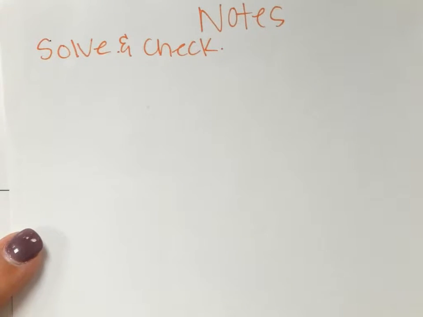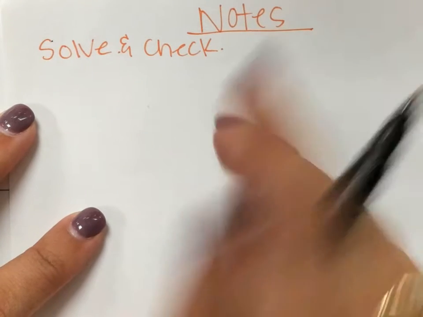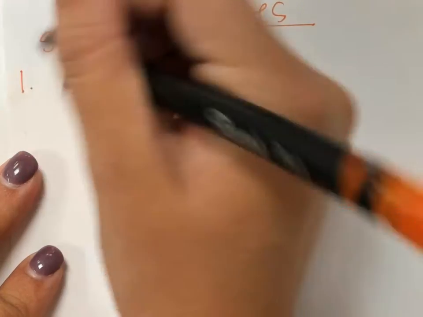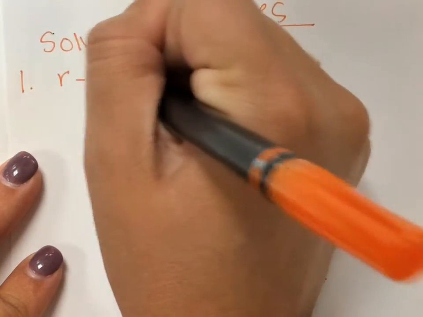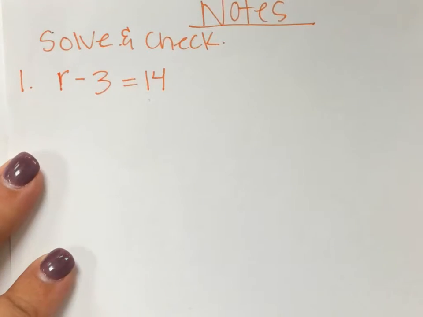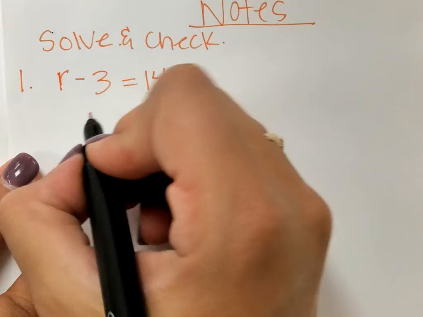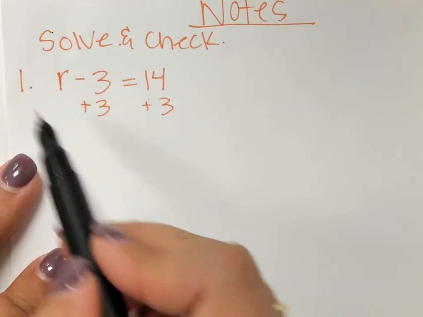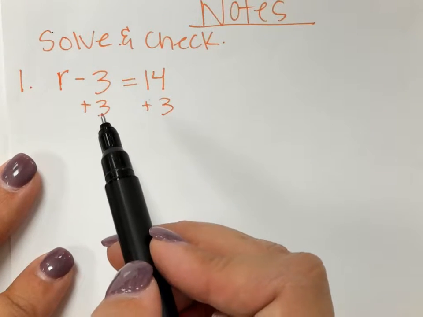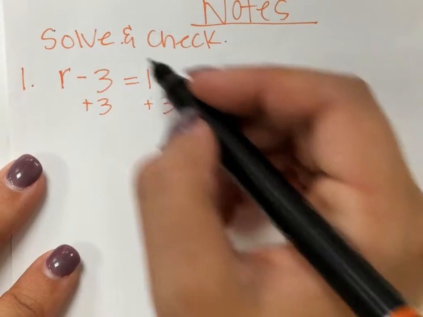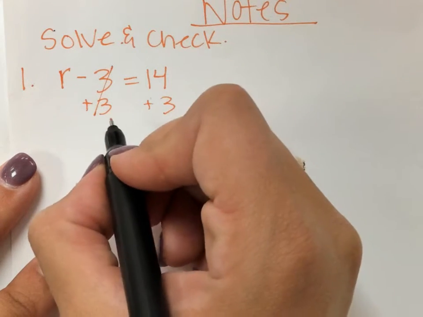Anytime we are solving equations, we are always checking. So, number one, I have r minus 3 equals 14. Somebody tell me how I solve for r. Carlin. Good. I'm going to add 3 to both sides because I want whatever number that's with r to be a 0. But whatever I do to one side, I have to do to the other side. Okay. So when I do that, my 3's cancel, and it leaves me with just r.